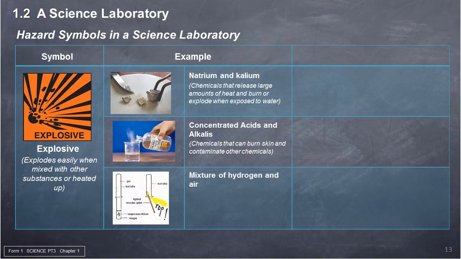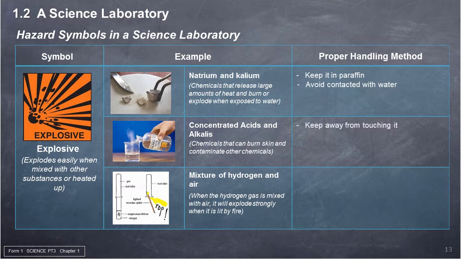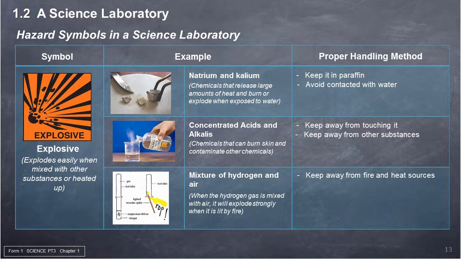Mixture of hydrogen and air. When the hydrogen gas is mixed with air, it will explode strongly when it is lit by fire. Proper handling method. Keep it in paraffin. Avoid contact it with water. Keep away from touching it. Keep away from other substances. Keep away from fire and heat sources.